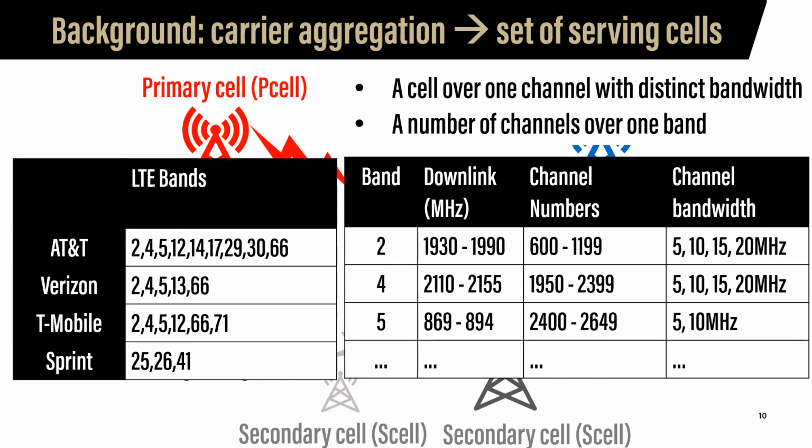Here, the left table shows the LTE bands used by 4 US carriers. Each band has its own bandwidth and covers multiple channels associated with different channel bandwidth. For example, band 2 is wider and thus accommodates channels with 5 MHz to 20 MHz, while band 5 is much narrower and offers only 5 or 10 MHz channel bandwidth. This leads to the diversity in today's cells.